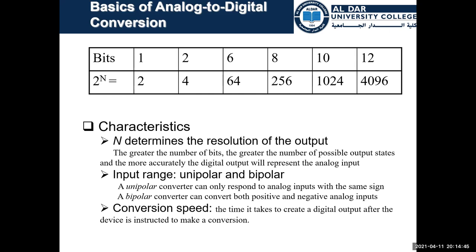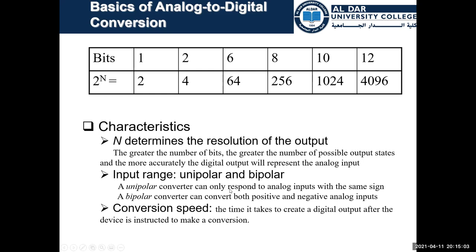So it's better to make the voltage up to 10, and sometimes from minus 10 to 10, so it's about 20 values in between minus 10 and plus 10. And the input range, unipolar and bipolar.